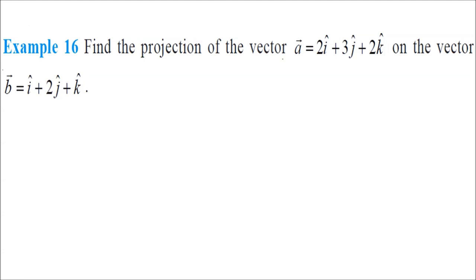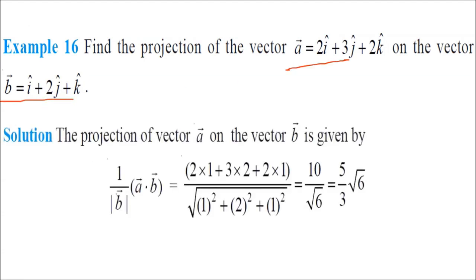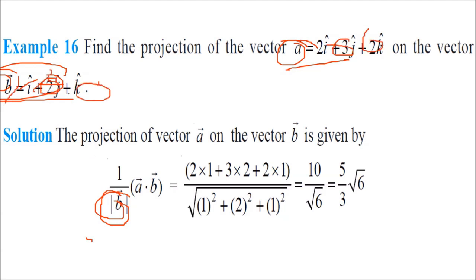Find the projection of this vector on the vector this. We have seen about the projection now, and this is simply A dot B in the vector form divided by, because you have to find out the projection on this, so it will be A dot B by the modulus or the magnitude of B. So it will be 2 into 1 plus 2 into 3 plus 1 into 2 divided by under root 1 square plus 2 square plus 1 square.